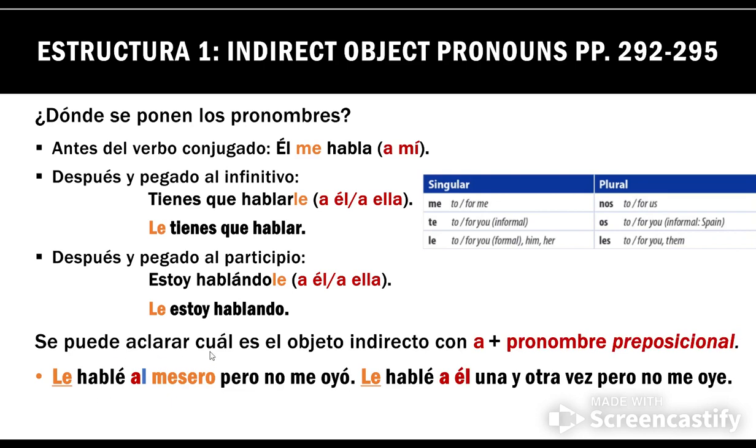Se puede aclarar cuál es el objeto indirecto con a en pronombre preposicional. So you can clarify which is the indirect object with a in the prepositional pronoun. Le hablé al mesero, pero no me oyó. Le hablé a él una y otra vez, pero no me oye.